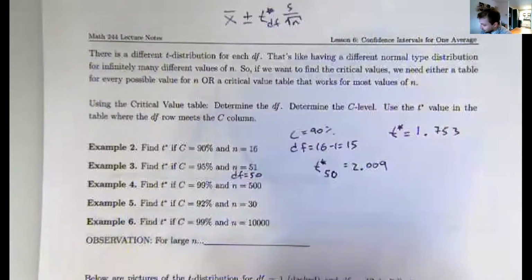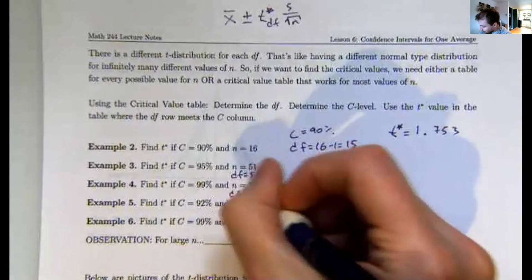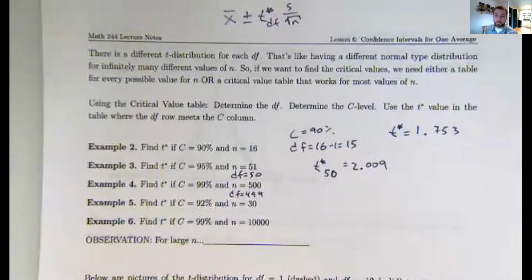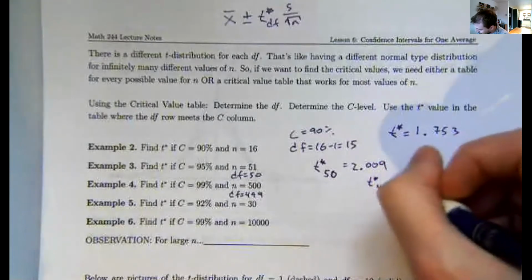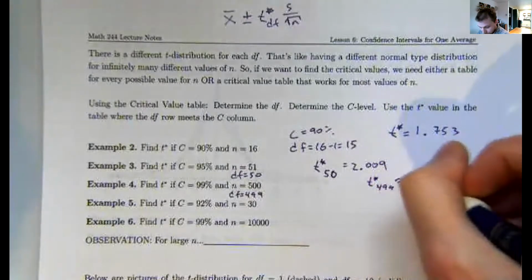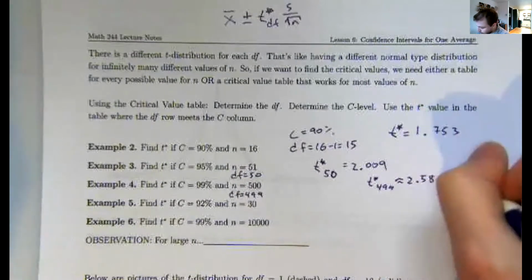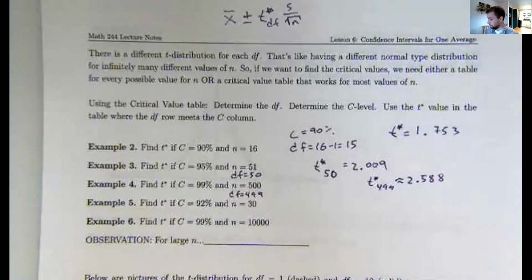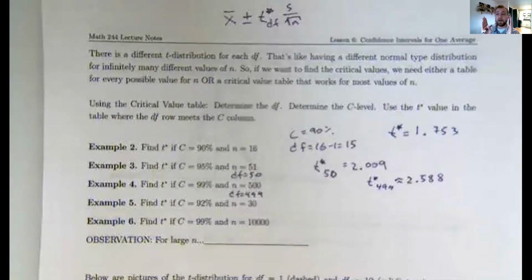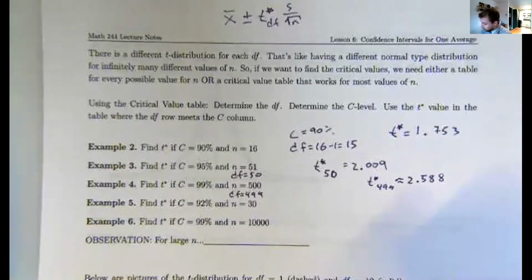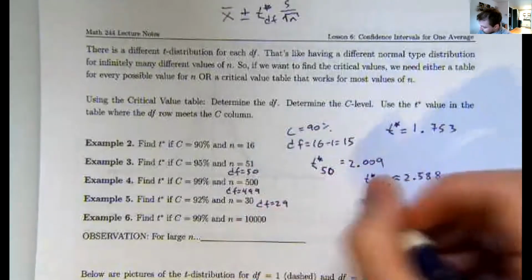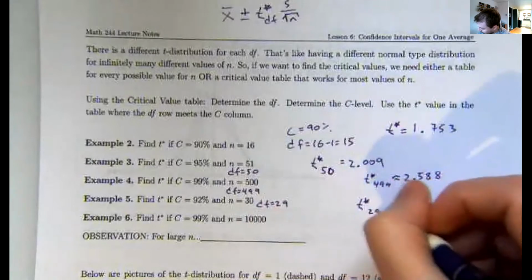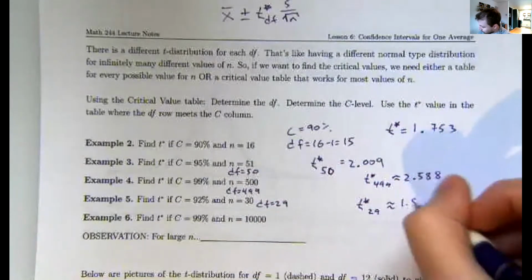For this next one, I ended up with a degree of freedom of 499. That was super close to 500. So when I looked this up in my table, I just used the value for 500 to get a critical value of 2.588 or so. Next one, 92. 92 wasn't in my table, but I had 90 and 95, so I just averaged those out. So my degree of freedom was 29. My T star for 29, when I averaged them out, I got something like 1.872.